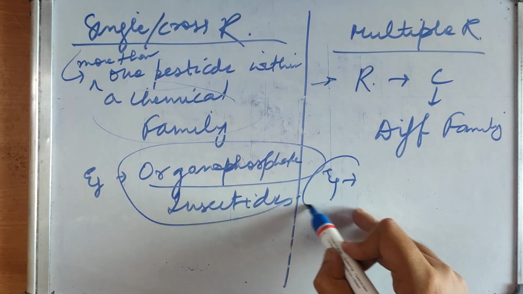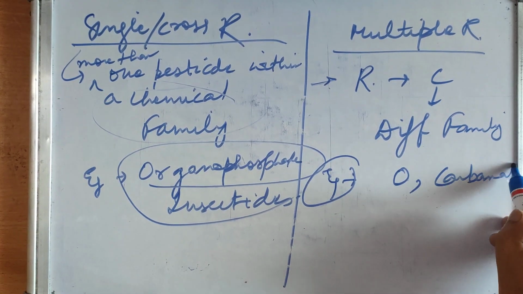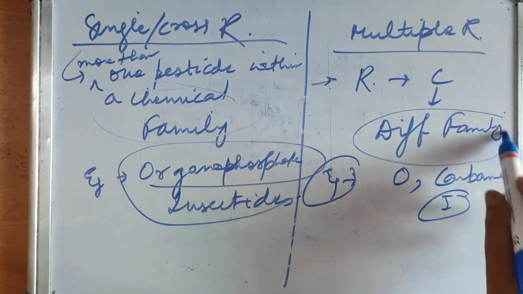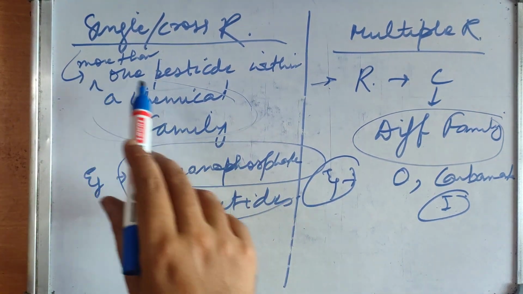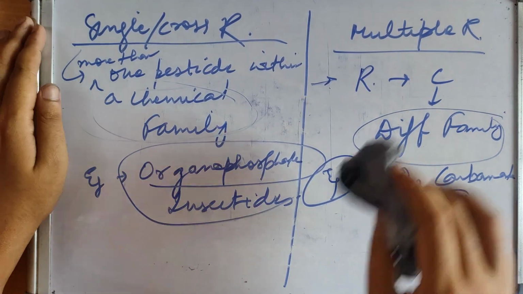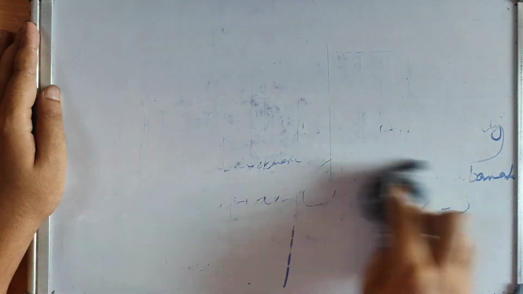For example, one pest can be resistant to both the organophosphate and carbamate families of insecticides. So here it is resistance from different families, versus resistance from one family only. This is the difference between cross resistance and multiple resistance. I hope you understand this.